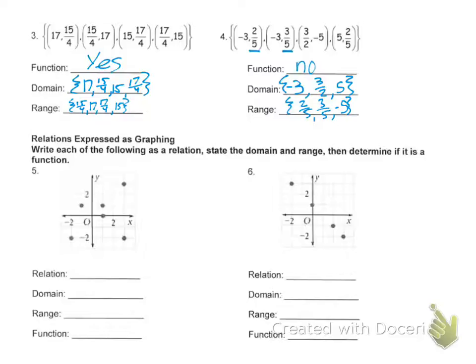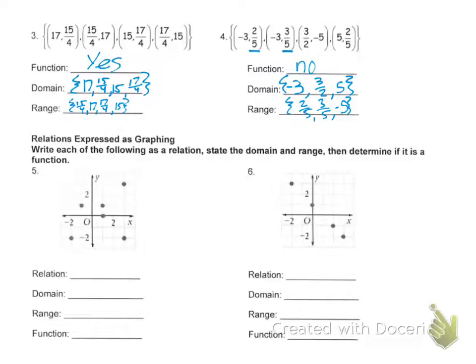Okay? Next one, relations expressed as graphing. Write each of the following as a relation. State the domain and range, then determine if it is a function. Write the following as a relation.